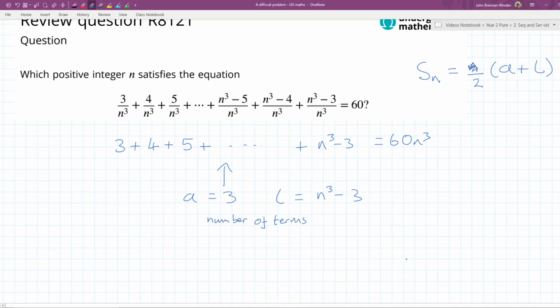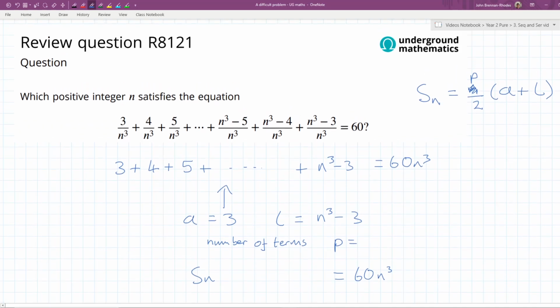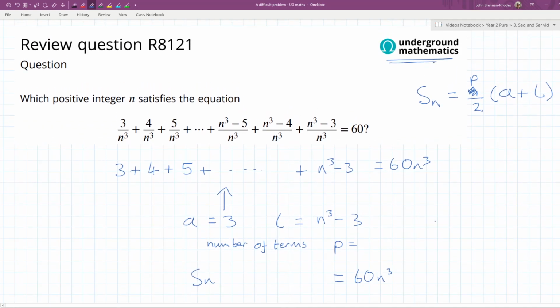We might want to use a different letter there. Let's maybe call it p. So p is the number of terms. How many terms are in that sequence, from 3 up to n cubed minus 3? If you did that, then you could use the Sn formula, set it equal to 60n cubed, and solve it to find that. Look on Underground Maths and see if you can find the answer to this question.